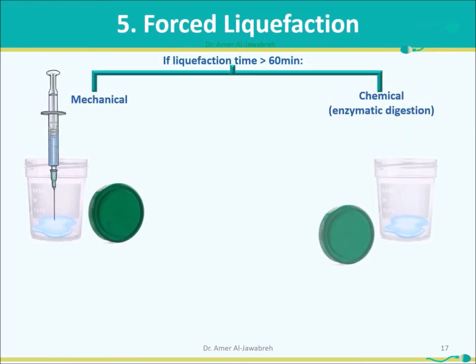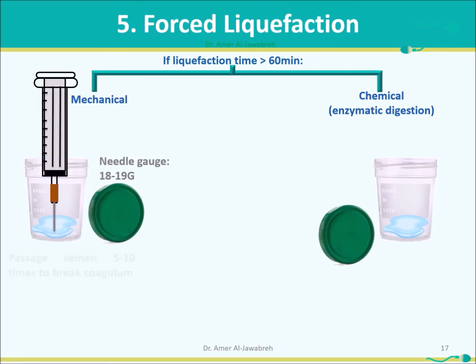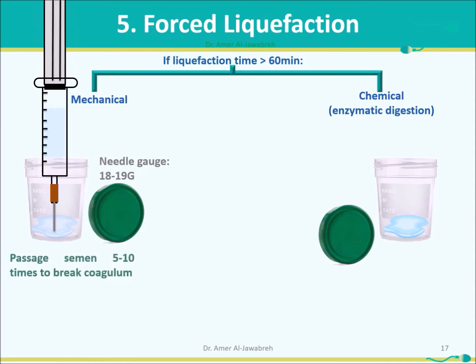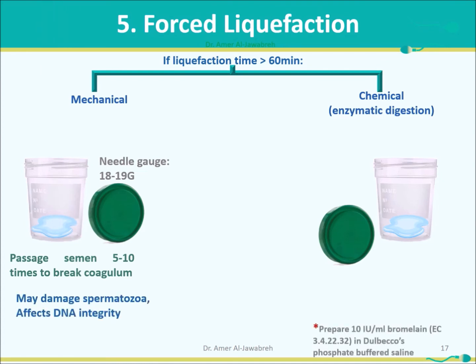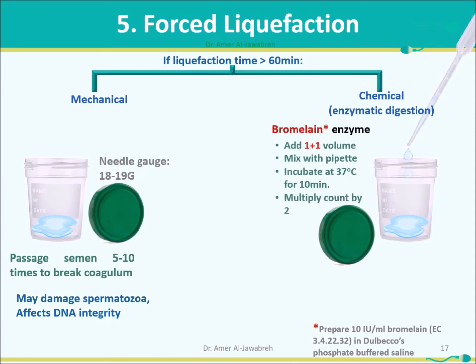Forced liquefaction. If liquefaction time is more than 60 minutes, liquefy mechanically or chemically by enzymatic digestion. Pass semen 5 to 10 times in a syringe with an 18 to 19 gauge needle to break the coagulum. May damage spermatozoa and affect DNA integrity. Liquefy chemically by adding 1:1 volume of bromelain enzyme. Mix and incubate at 37 degrees centigrade for 10 minutes. Multiply count by 2. Changes biochemical markers and sperm motility.